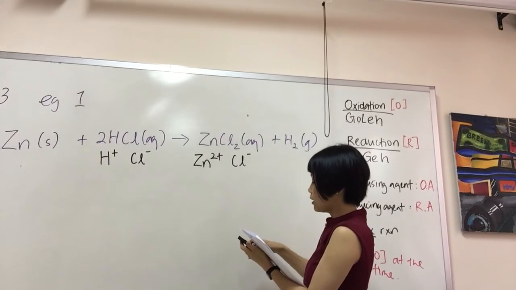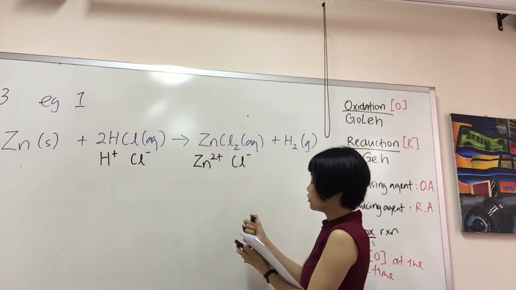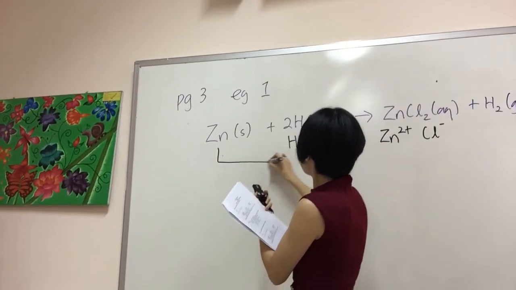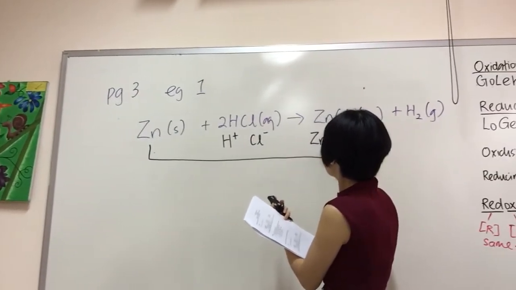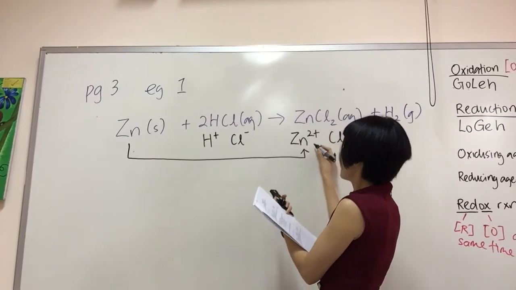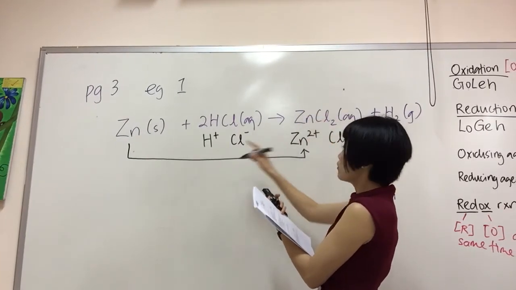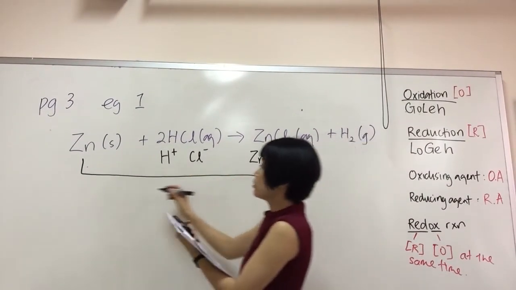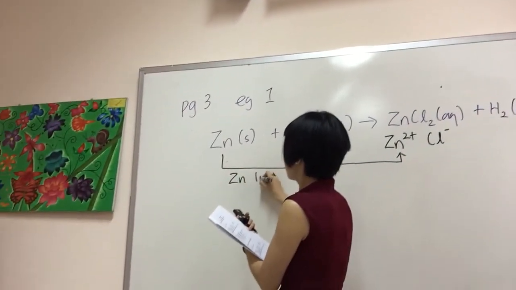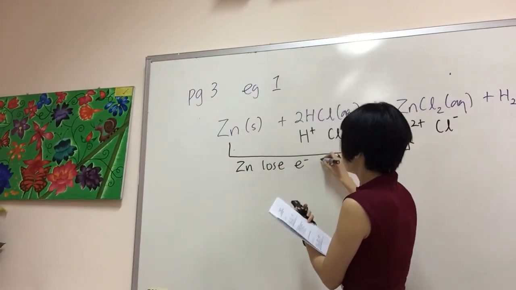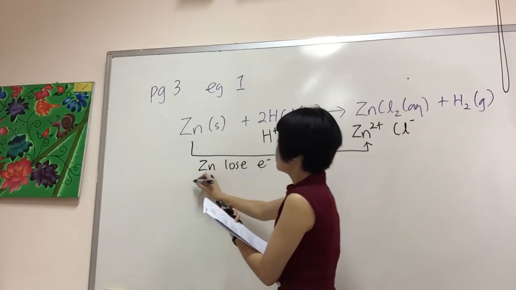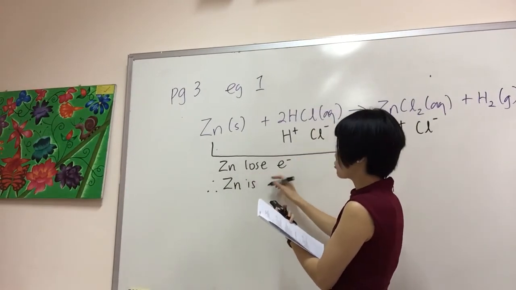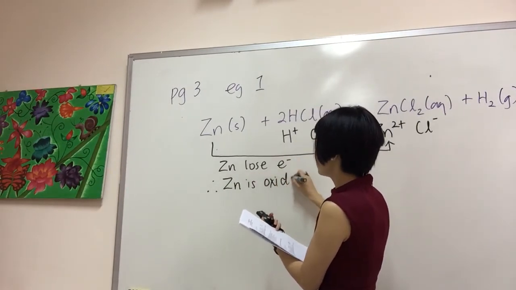Now, if you look at it in terms of gain and loss of electrons, zinc, what would you match it with? Zinc became zinc 2+, which is from zinc chloride. Did it gain or lose electrons? It lost electrons. Therefore, what happened to zinc? According to OIL RIG, loss of electrons, so zinc is oxidized.